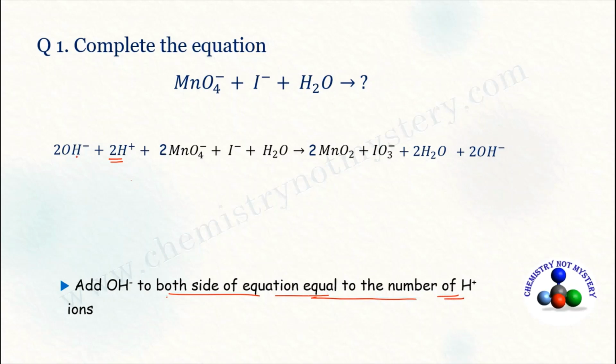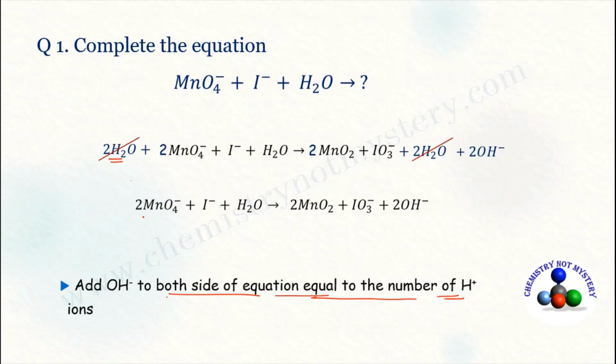Now these 2 OH negative ions and 2 H plus ions combine together to form 2 water molecules. These 2 water molecules are on the left side of the equation as well as on the right side of the equation, so they both get cancelled out. And you will get the equation 2MnO4 negative plus I negative plus H2O gives 2MnO2 plus IO3 negative plus 2OH negative ion.